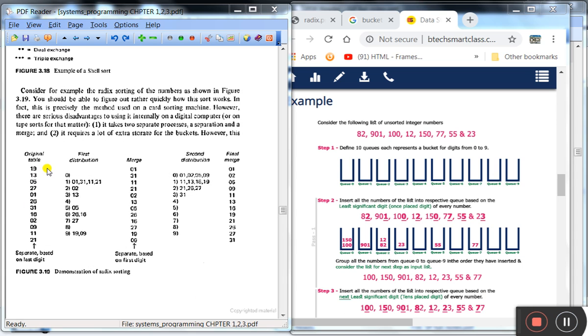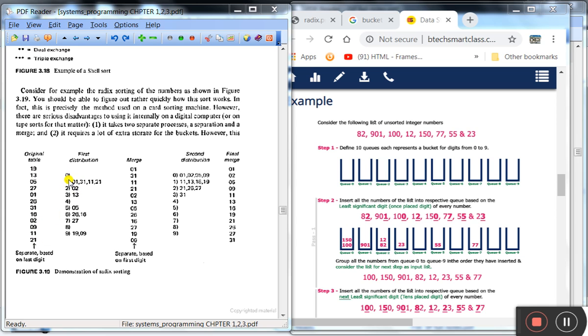This is the example given in the textbook. These are the decimal numbers. Now we are distributing these numbers into the buckets named from 0 to 9. Let us distribute the numbers for the 0th bucket. Now the 0th bucket, if you see here, is empty. Why? Because in the least significant digit, there is no 0.